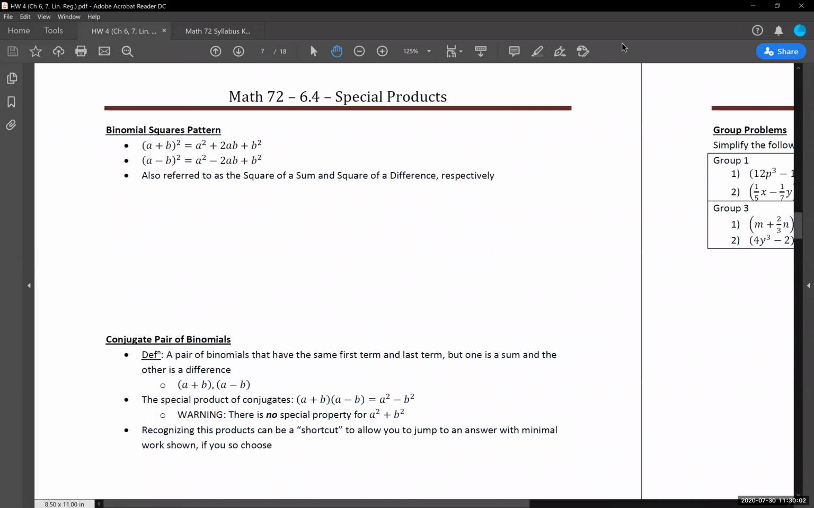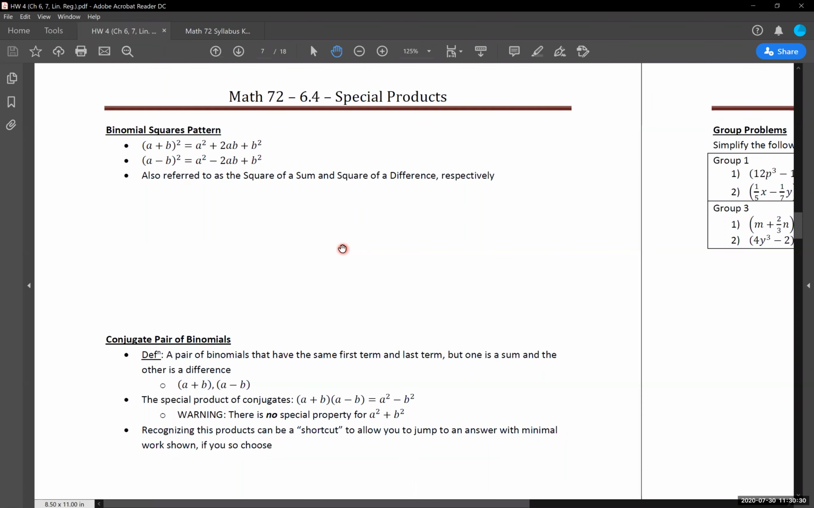Okay, so taking a look at our 6.4 material, which is special products with polynomials. Now this whole section, I think, is more of a shortcut section, as it were. If you see any of these things or recognize any of these patterns, you can jump directly to the final answer without having to do the previous process that we did in 6.3.